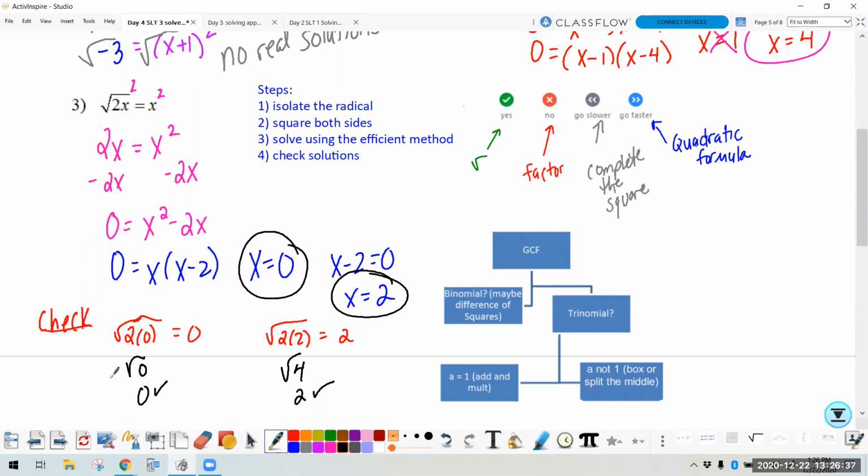Miss Weiss, where'd you get x equals 0? So when you factor GCF, x equals 0 for the zero product property, and x minus 2 equals 0 for the zero product property. So when it's that step of set each factor equal to 0, x is a factor.